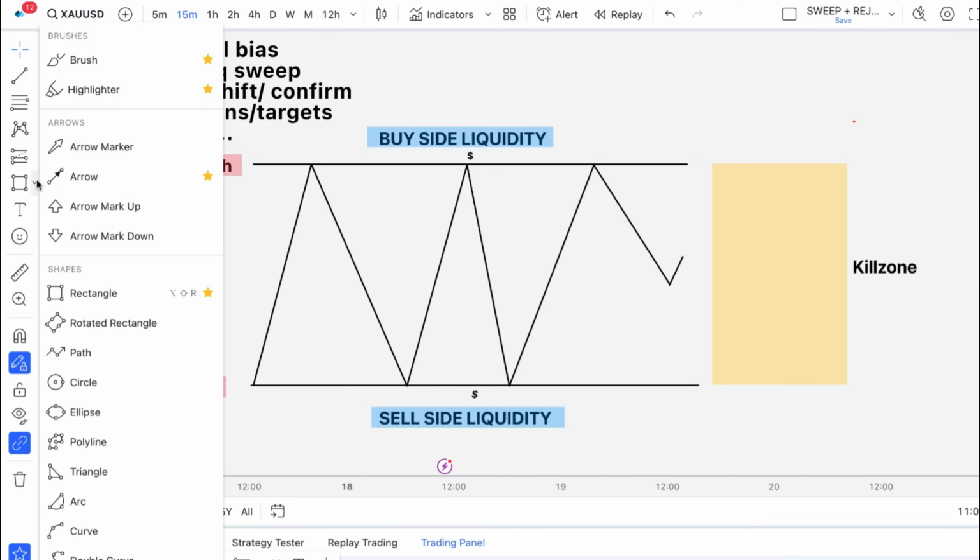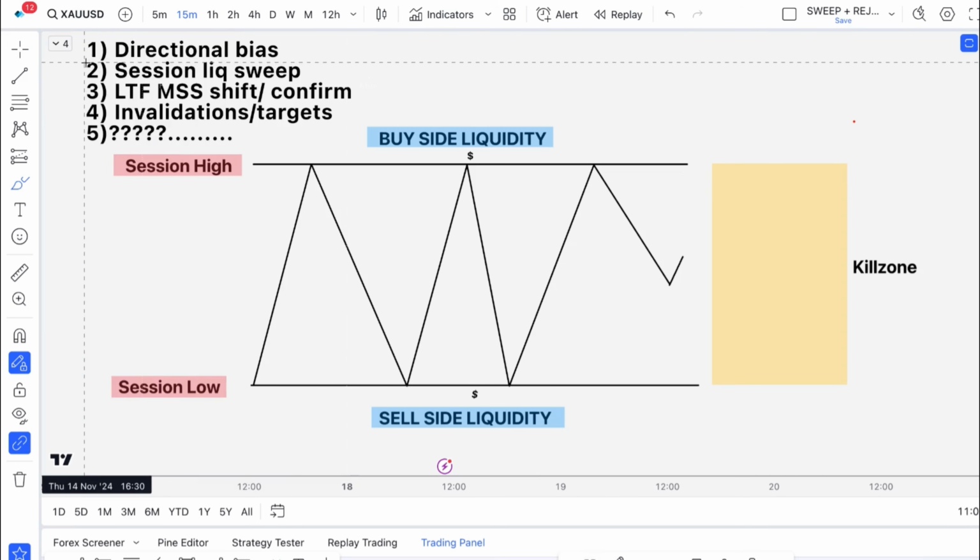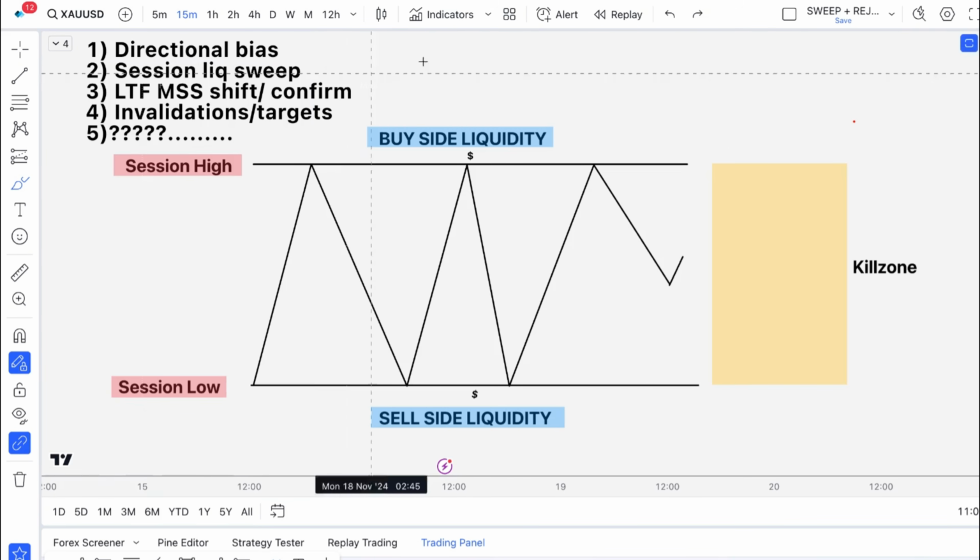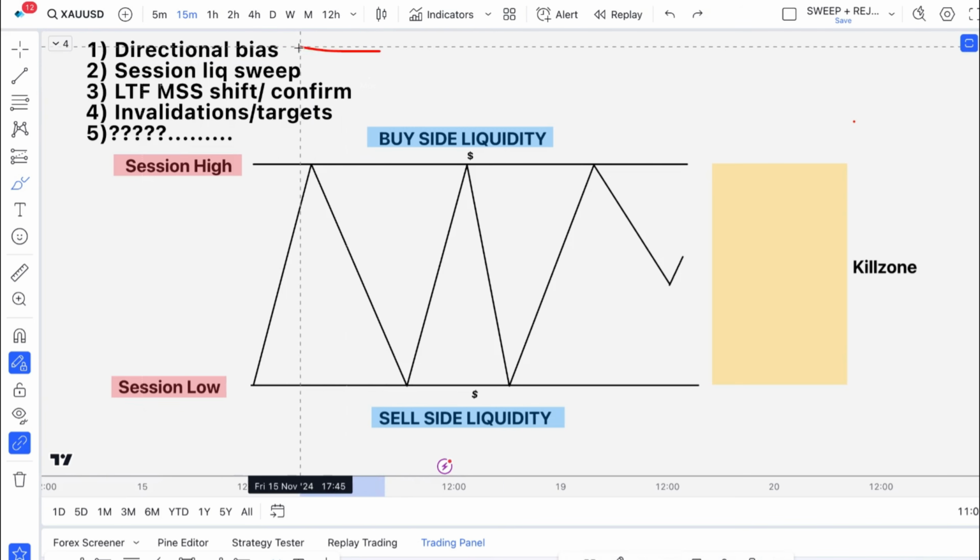So step number one is we need to understand our directional bias. And this is probably the most important concept because we need to know when we turn up to the markets, are we looking for longs or are we simply looking for shorts? And the easiest way to do that is to simply use the exponential moving averages.